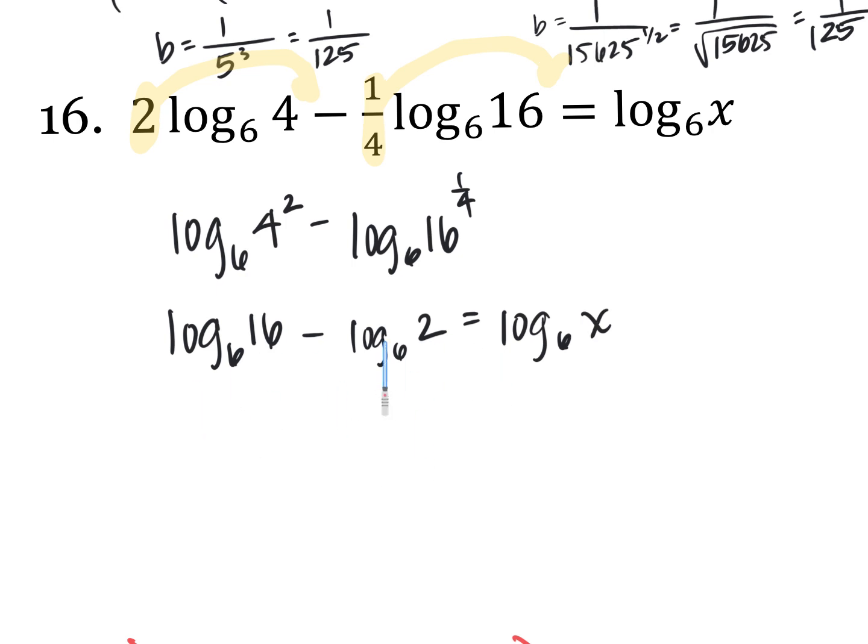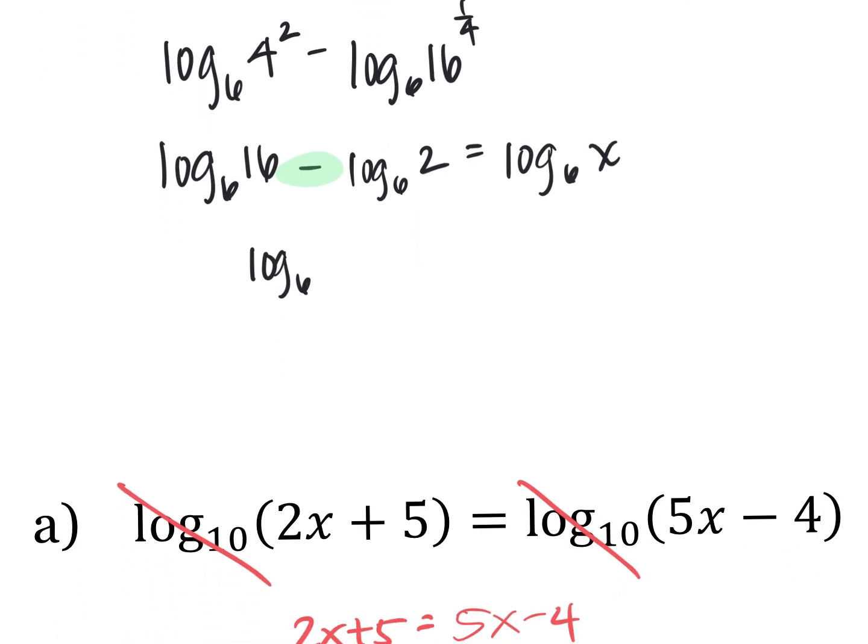I wish that I could cancel all these logs out. I can't until I have one log equals another log. Guys, how can I condense these two logs into one log if they've got subtraction between them? Don't forget to make sure that we say log base 6 of... how do I combine things that are subtracting? Divide. We're going to take 16 divided by 2.